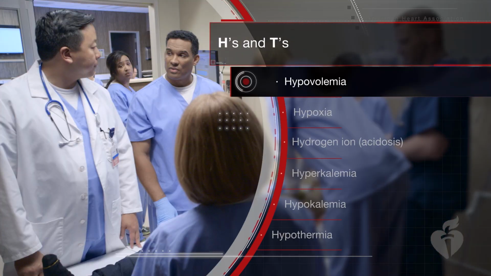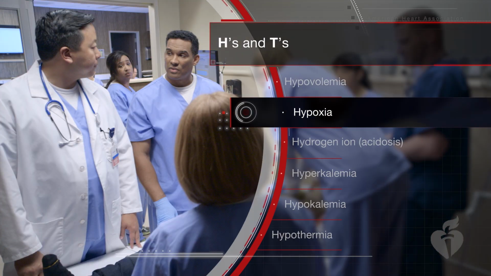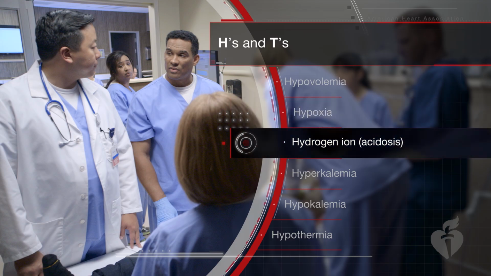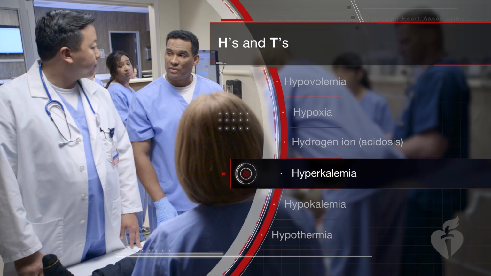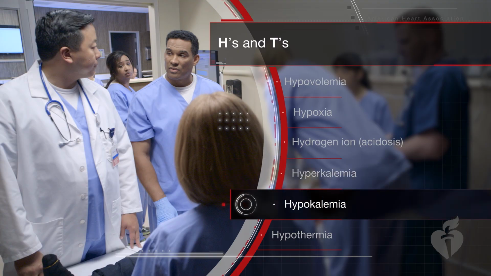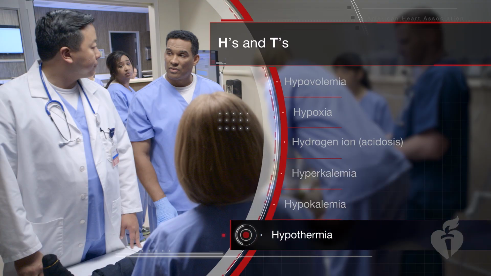Hypovolemia is low blood volume. Hypoxia occurs when inadequate oxygen is reaching the body's tissues. Hydrogen ion, or acidosis, is the accumulation of acid and hydrogen ions in the blood and body tissues. Hyperkalemia is an abnormally high concentration of potassium ions in the blood. Hypokalemia is low blood potassium. Hypothermia is when the body temperature drops below 95 degrees Fahrenheit or 35 degrees Celsius.